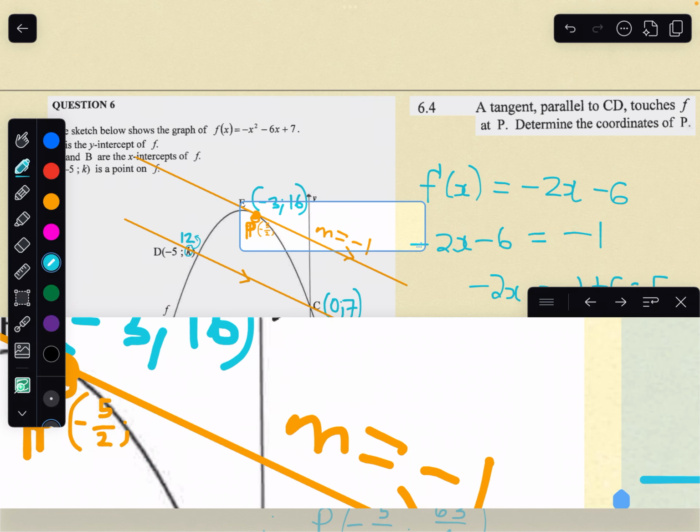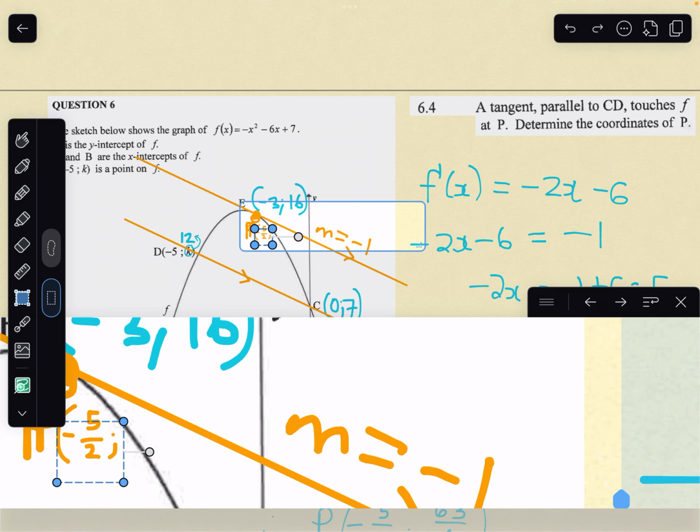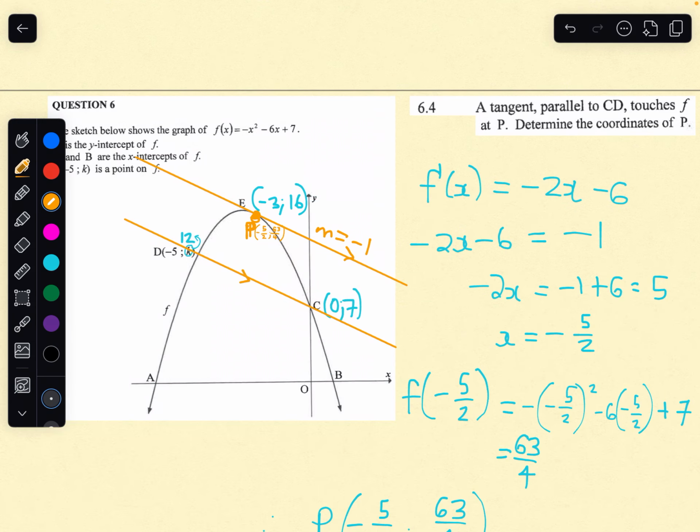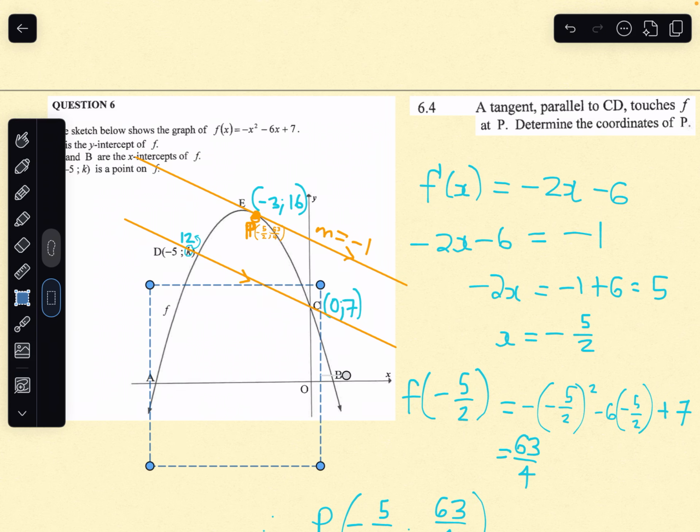Okay, so let's fill in the rest of this coordinate. Right, perfect. So P, those are your coordinates, my friend. On to the last question.